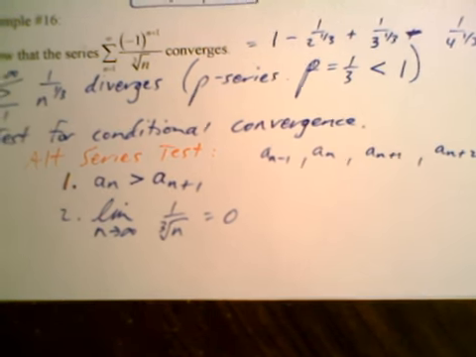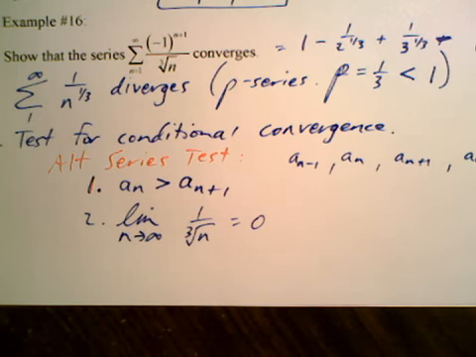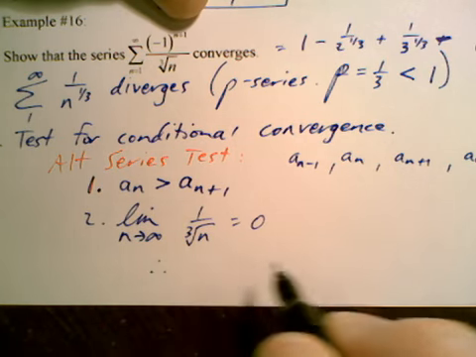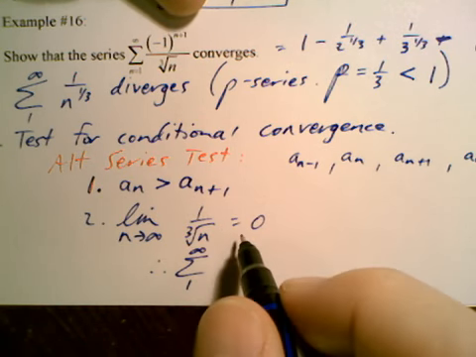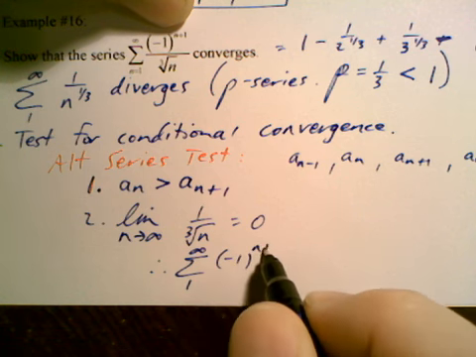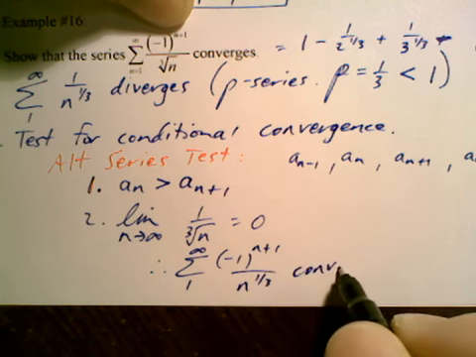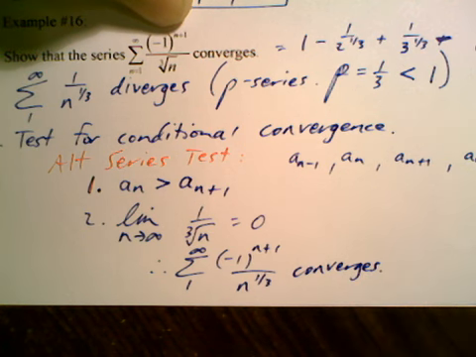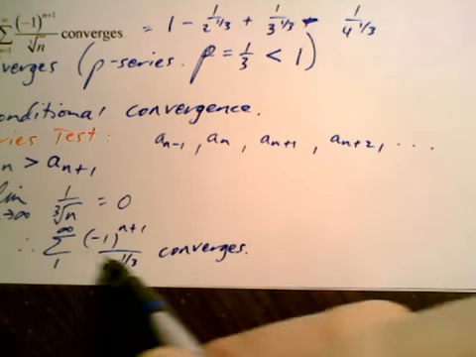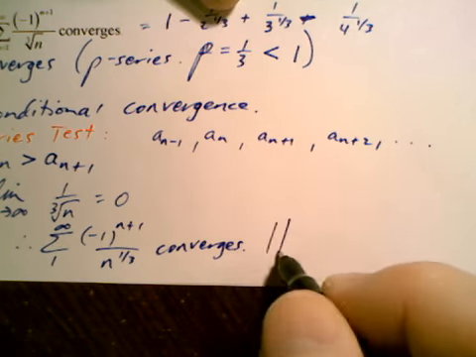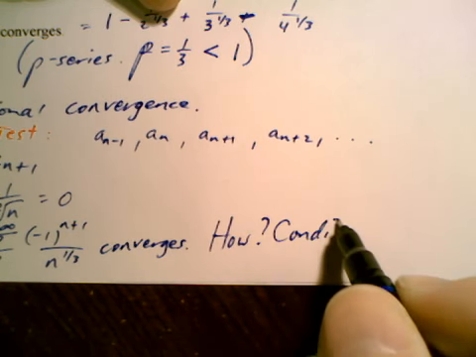And so, sorry about the focus there. That's a little bit better. So if the limit is 0, we say, therefore, the series from 1 to infinity of negative 1 to the n plus 1 over n to the 1/3 converges. We say it converges, period. Okay, and it showed it's convergent. We say therefore it converges. So we're done. If you are ever asked how does it converge, you would say conditionally.